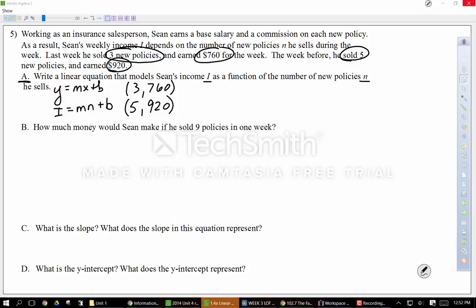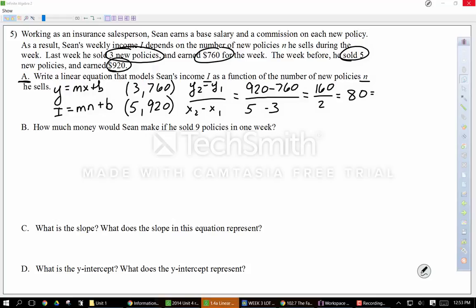What I need to do is find the slope between them, because I need to find the rate of increase. So I'm using that slope formula from the last slide: y2 minus y1 over x2 minus x1. I'm just going to plug in the numbers. So 920 minus 760 over 5 minus 3. 920 minus 760 is 160, over 2, which is 80. That's my slope.